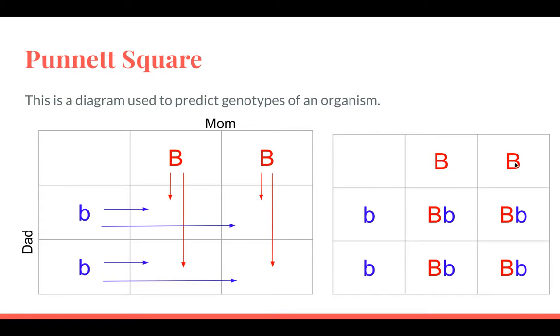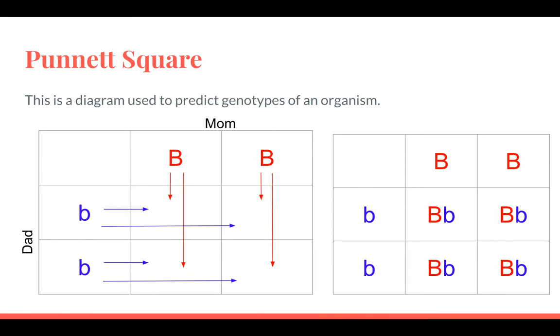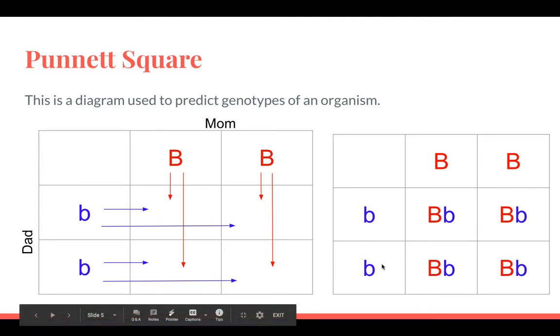Now, if mom has two capital B's and the dad has two lowercase b's, all of the children will get the same exact genotype. No matter how many children they have, every single one of them is going to get a capital B and a lowercase b. That doesn't happen very often, but it does happen. That just means that mom has a dominant trait and carries both dominant genes, where dad has a recessive trait and carries both recessive genes. So all of their children will end up with the dominant trait, no matter what. So in this case, 100% of their offspring will end up with the dominant trait.